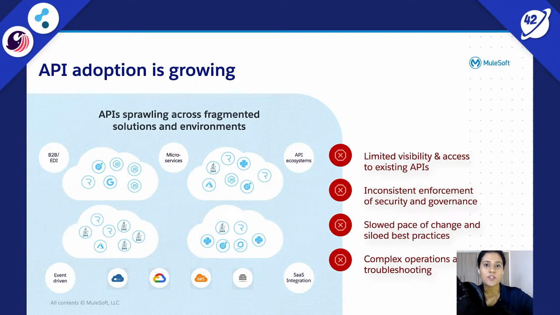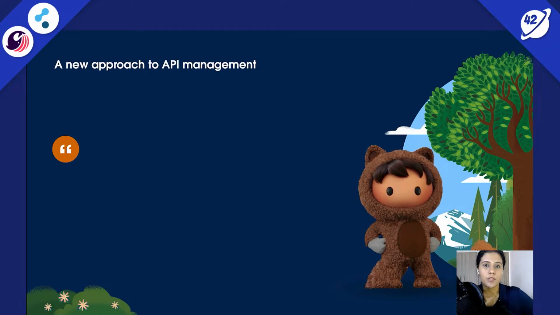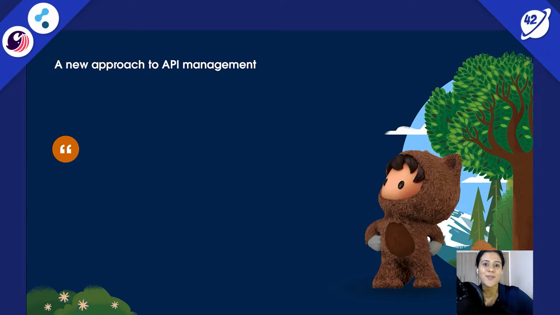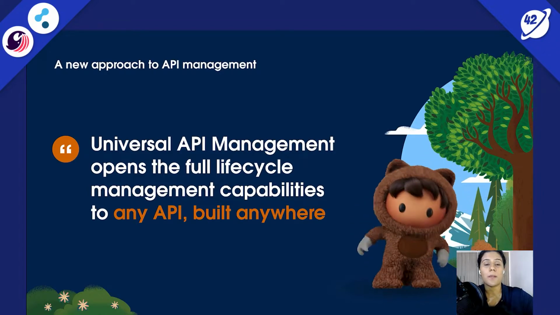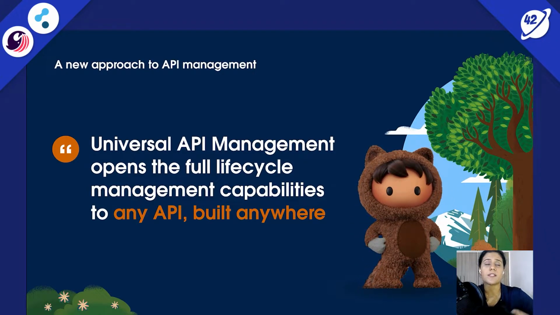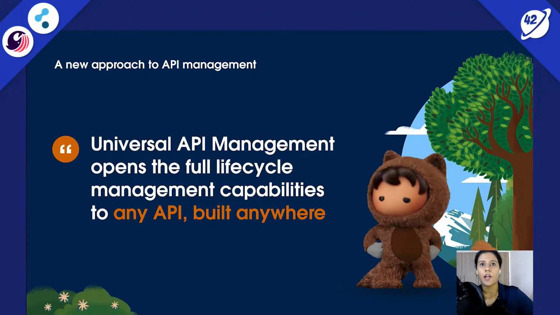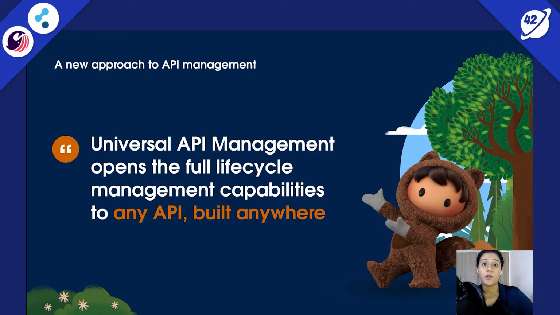For that, we actually need a new method or a new approach in API management. And that's where I introduce you to the Universal API Management Platform. With it, you can manage any API, no matter which system it is built or deployed on. An easy example: you can have a Mule API deployed on AWS, or you can have a Microsoft API deployed on some other cloud, like Azure.